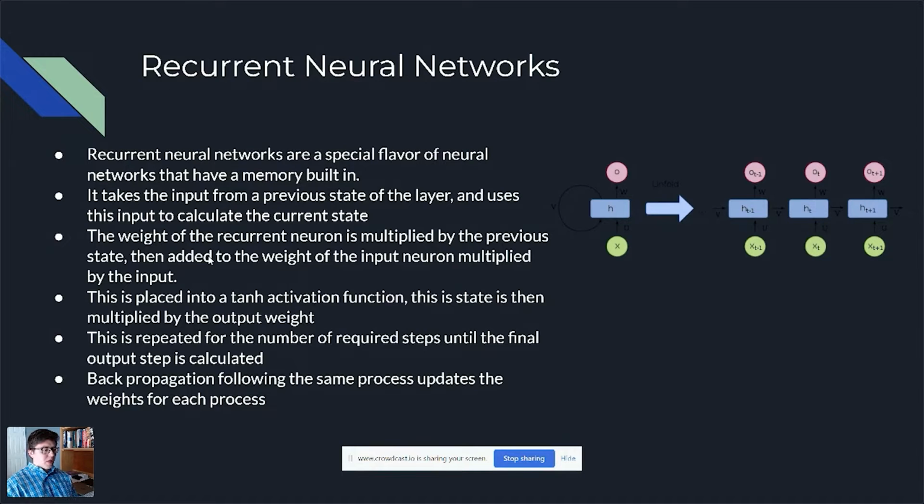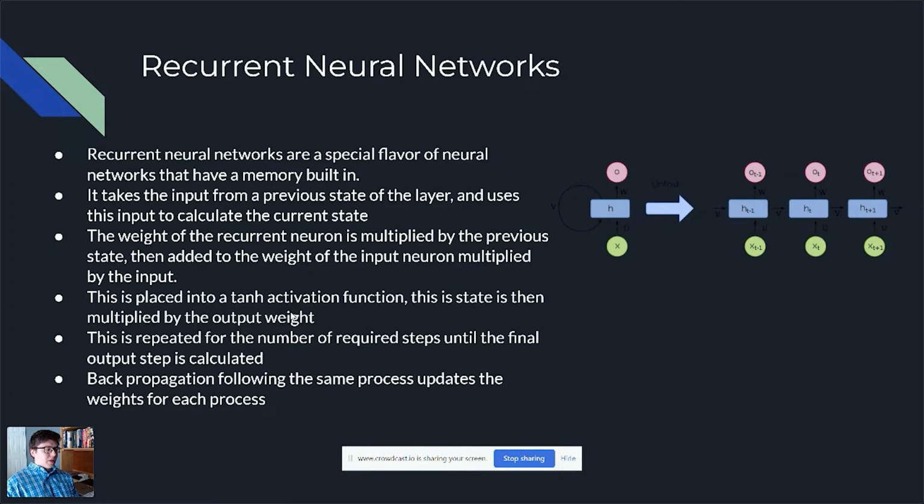recurrent neural network. But then once that's placed into the tanh function, it is then multiplied by what is known as an output neuron weight, and then once it's multiplied by the output neuron weight, we have the current state, and then that state is used for the next state, and then this process is repeated until the end of our step, and we want to redo it with a new epoch or whatever we want.